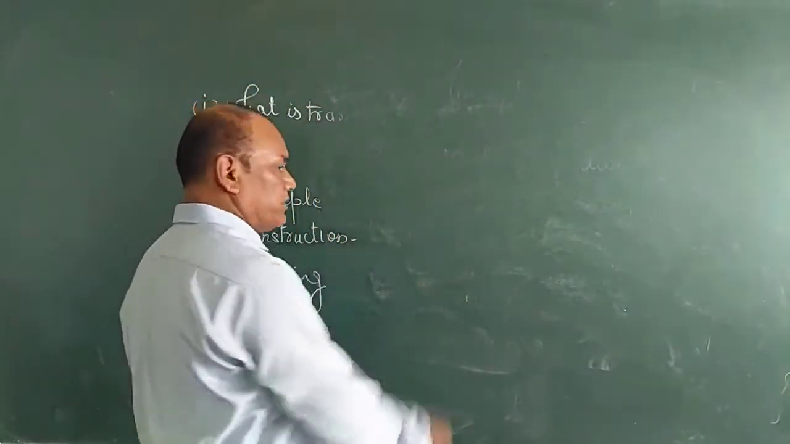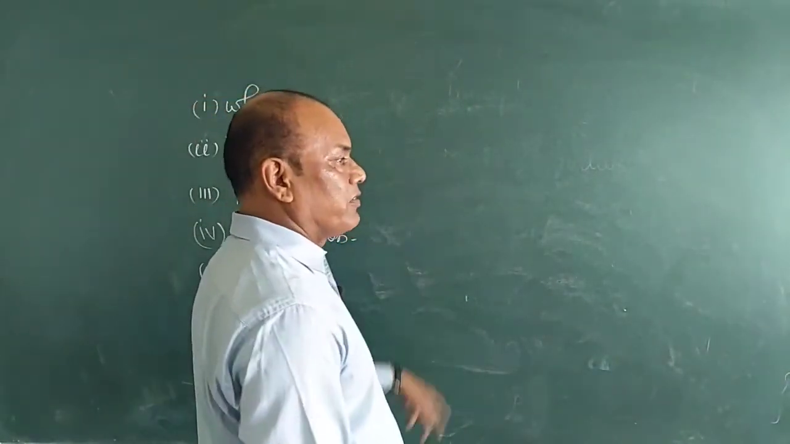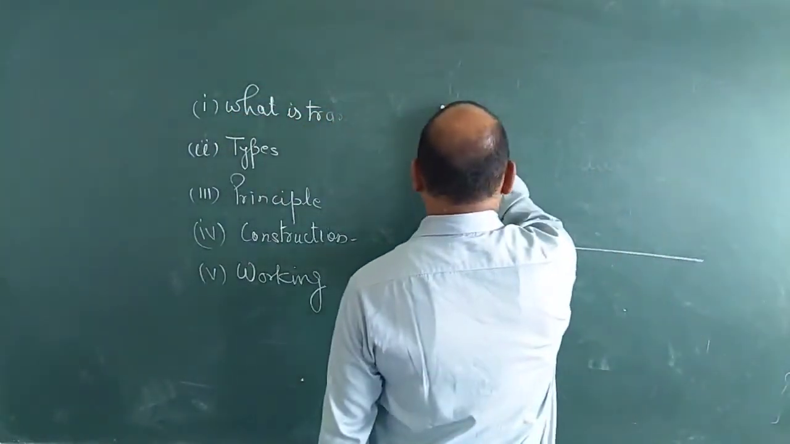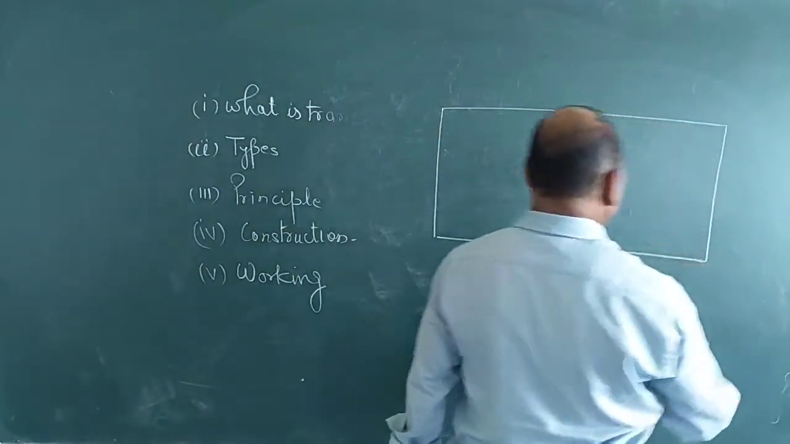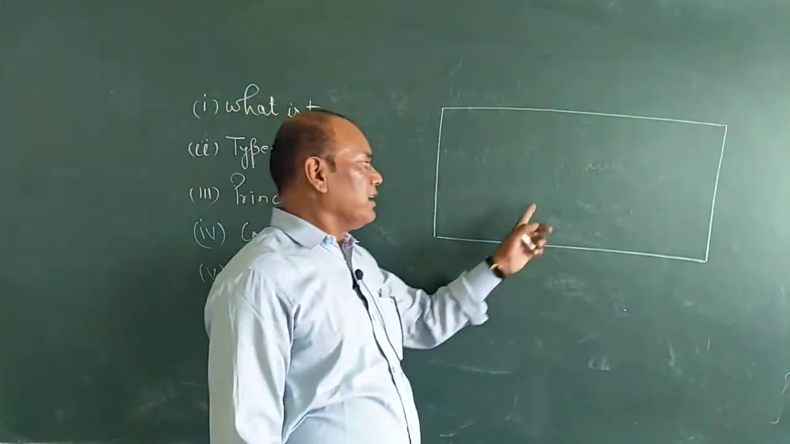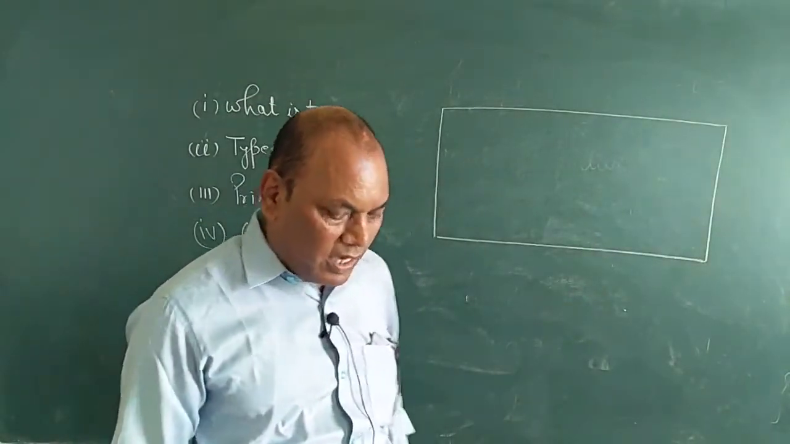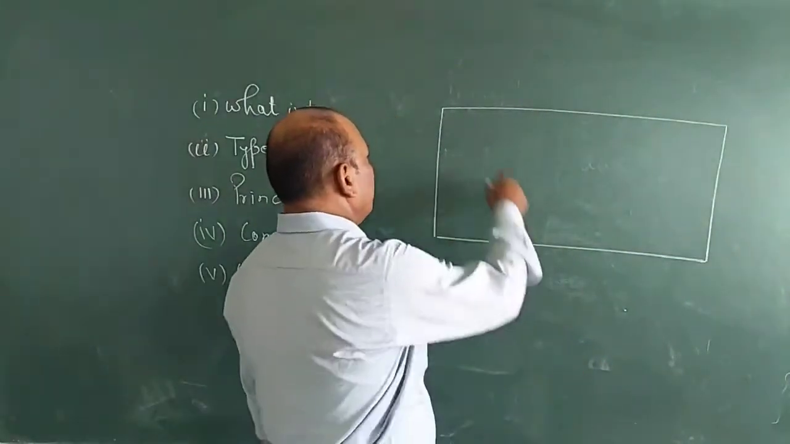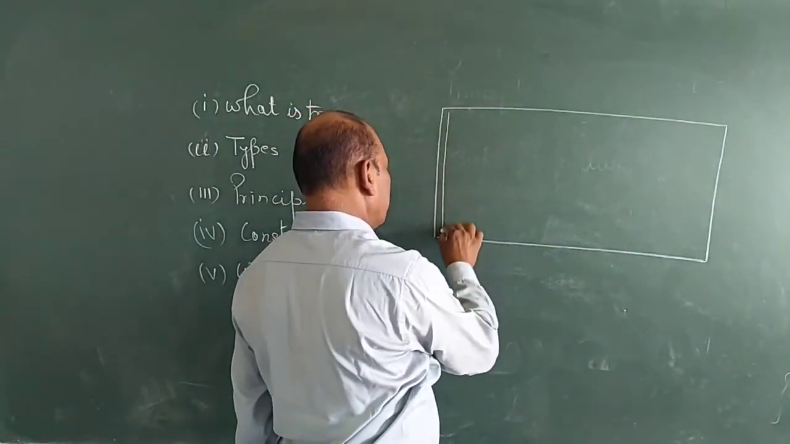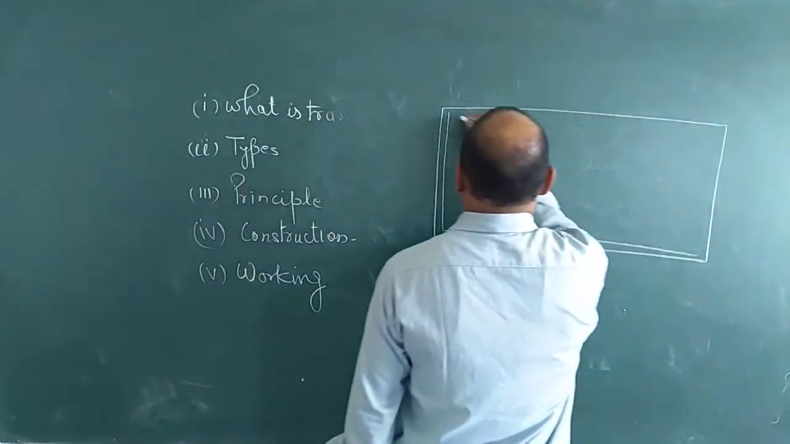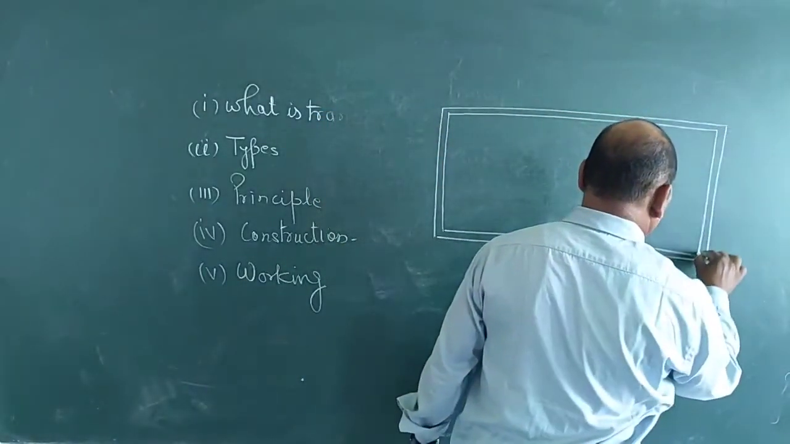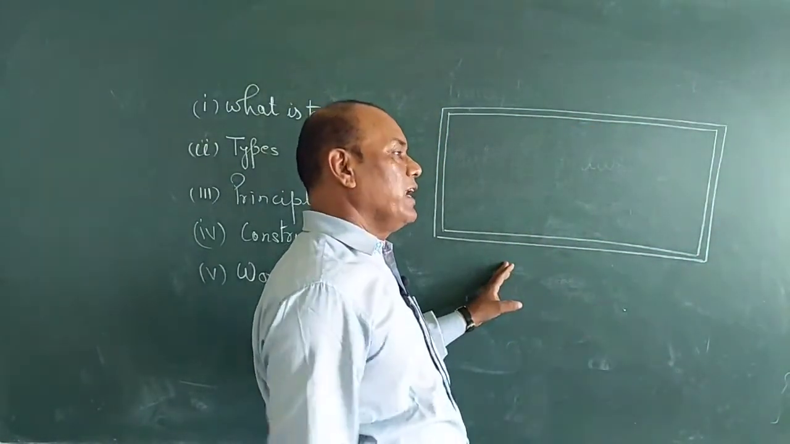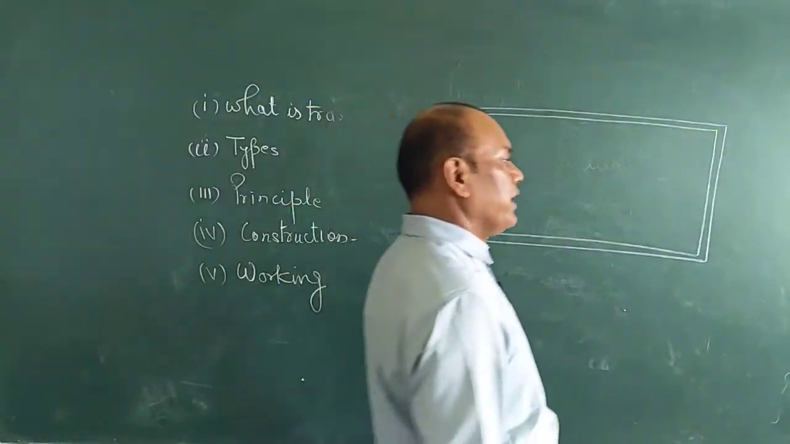Now, construction. For construction of a transformer, we take soft iron sheets. These sheets are taken in the shape of a rectangle, square or circle, as we like. Let us suppose there are many such iron sheets, and these sheets are taken in even number. Why are they taken in even number?